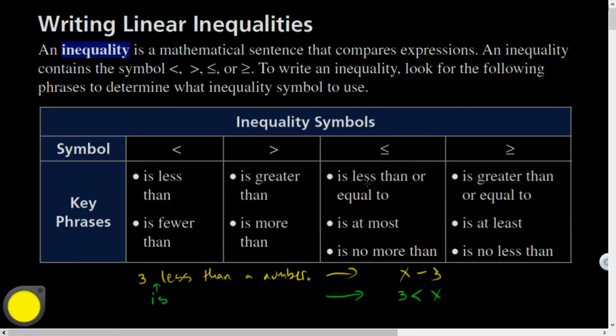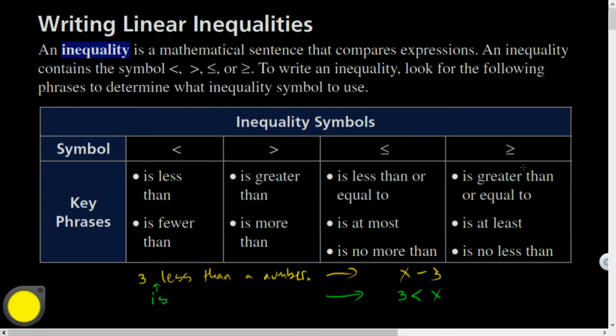These ones are the tricky ones. I have to pause and think about this, which is perfectly fine. Take your time, think about it. Is less than or equal to, I would use a less than or equal to sign. Is at most? This phrase tells me my answers are everything up to and including a number. Or is no more than. It cannot include anything bigger than the number, meaning it would be everything less than or equal to the number.